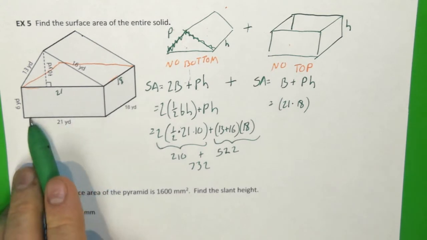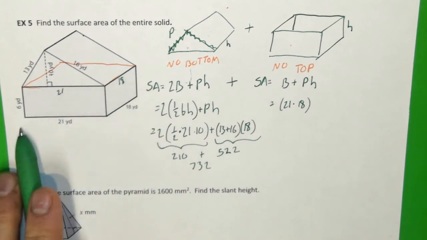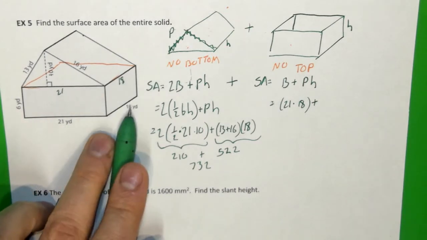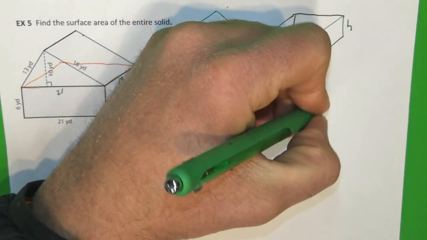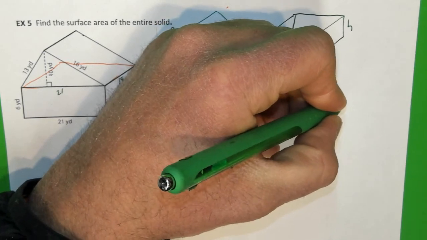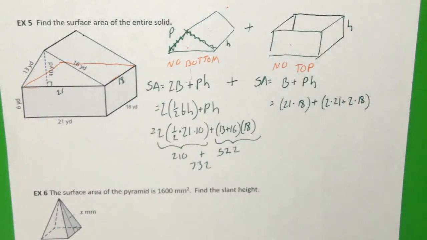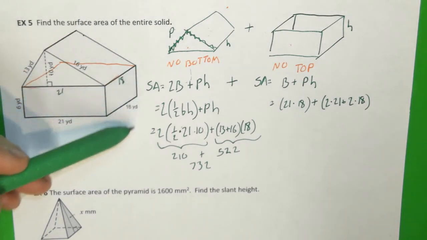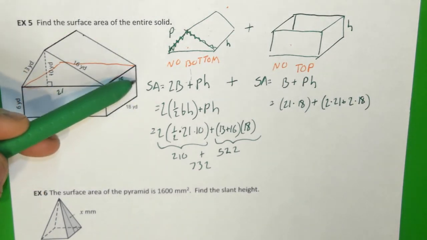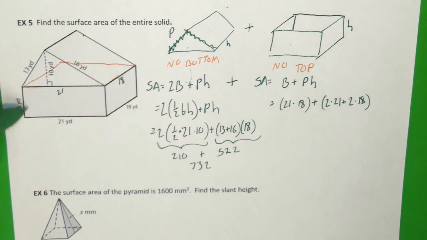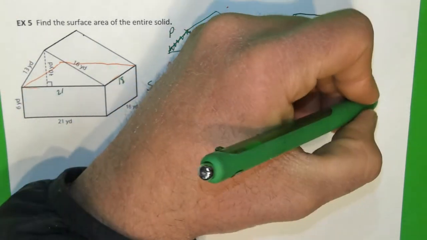Then, for my perimeter, I'm going to use the entire perimeter of my bottom base right there, which is going to be a couple of 21s and a couple of 18s. So it's going to be two 21s and two 18s. Okay? And then finally, the height. The height in this case is going to be the actual vertical height. And our vertical height is listed over here on the far left side, and it is 6.